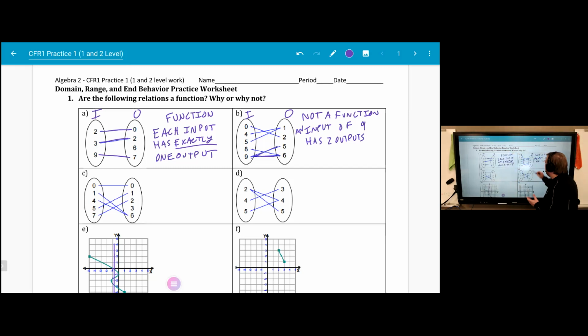Now, some of you might be looking at this part here, where there are 2 arrows going to 1 in the outputs, but that's okay, because each input only had 1 output until we got to 9. So that's what you're looking for in a mapping diagram.